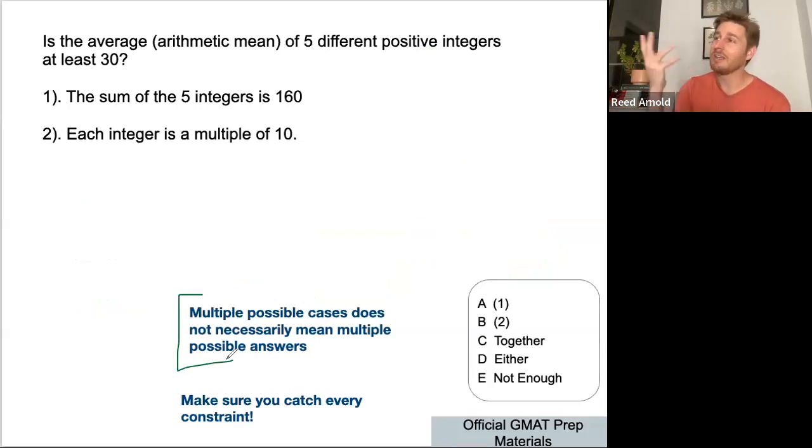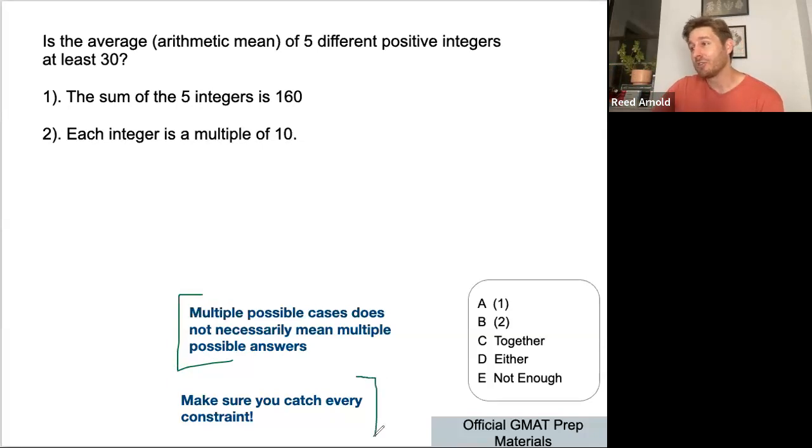There are infinite sets that I could build. They're each multiples of 10. They're each positive and they're each different. I could build a lot of sets like that, but every one of them under these constraints has an average of at least 30. So make sure you actually get to different answers, not just different sets.